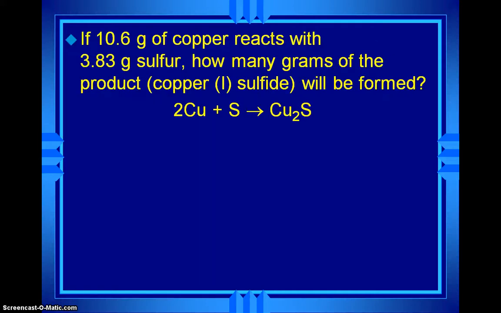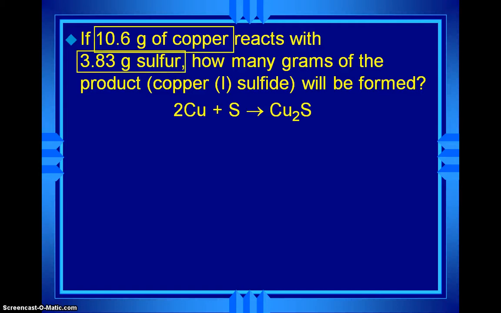Okay, so let's do an example. So if you have 10.6 grams of copper and it reacts with 3.83 grams of sulfur, how many grams of the product copper 1 sulfide will be formed? Okay, so we're specifically asked the number of grams of the product. So we need to determine how much could copper make if all of this reacted, how much could sulfur make if all of this reacted. Whichever one makes the least amount, that's how many grams will be made, and will tell us which one was the limiter and which one is the excess.